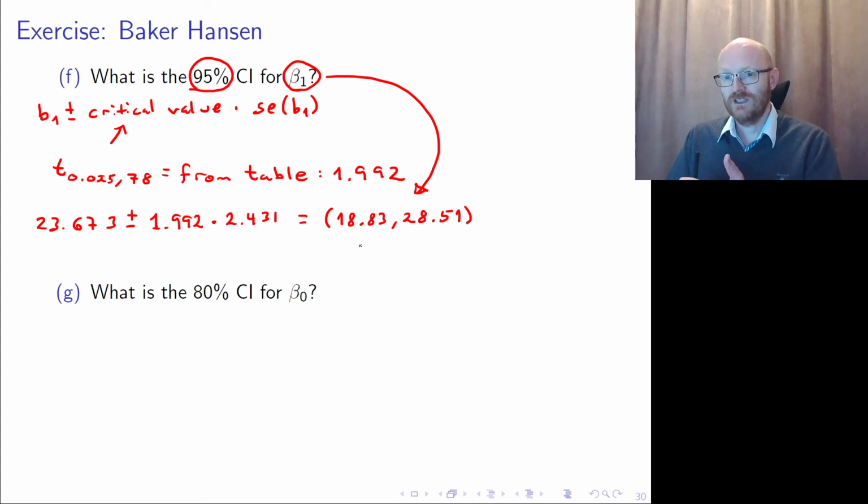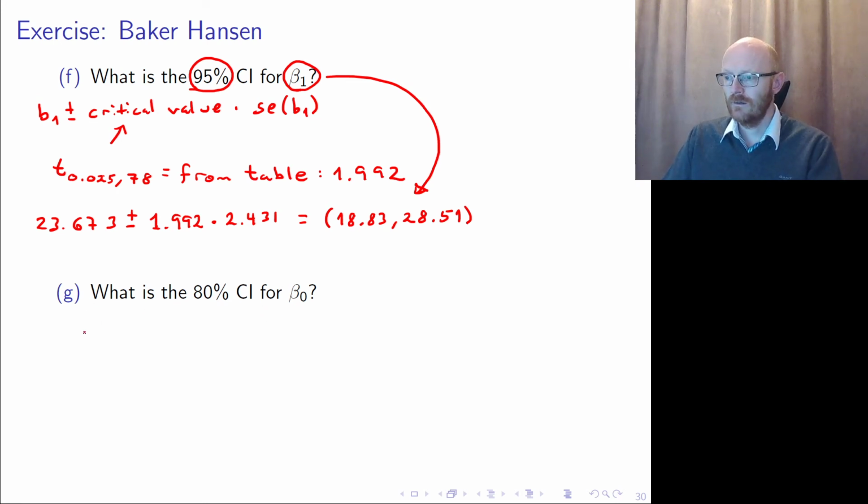but we're just 95% confident. We might have the true beta in this range or not. So we might be mistaken, but we know that in 95% of the instances we are correct, and in 5% of the instances we are wrong. Okay, so what is the 80% confidence interval for beta naught?